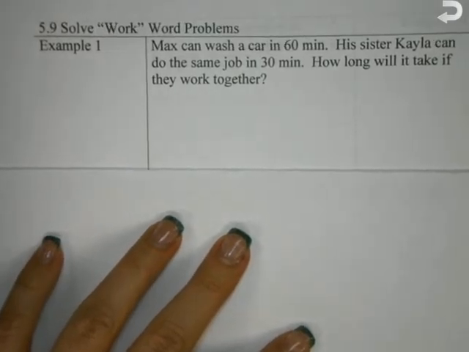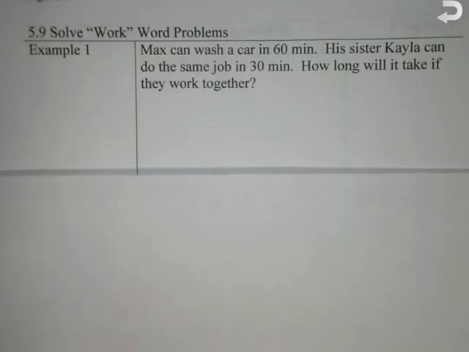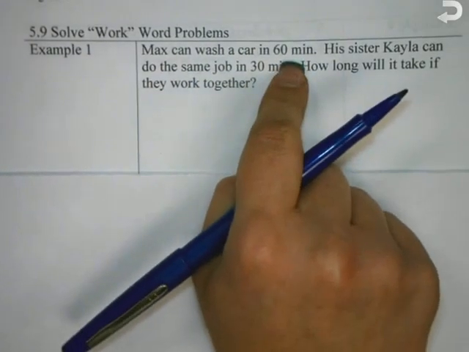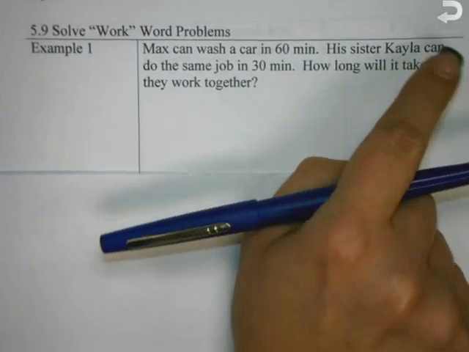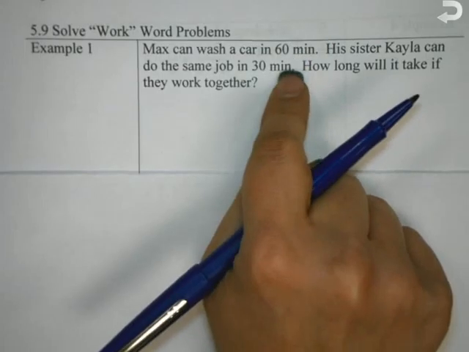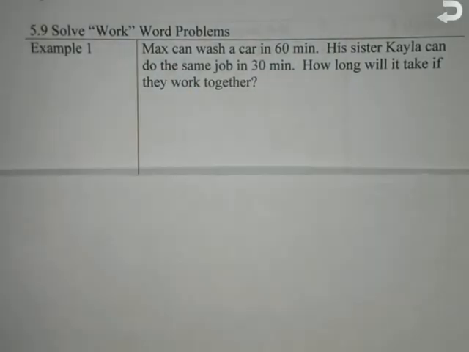Okay, hold on. So for the first example, Max can wash a car in 60 minutes. His sister Kayla can do the same job in 30 minutes. How long will it take if they work together? That's what we need to find out.